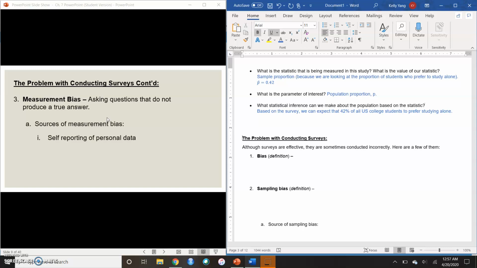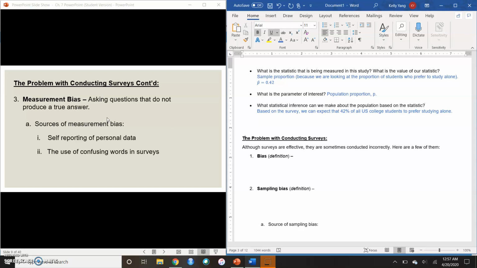Some sources of measurement bias would be reporting your own personal data. An example of this would be, let's say for the census, they asked you a question about your income. Most people are more likely to lie about their income when they're reporting it, because either one, low income comes with a negative connotation, or number two, maybe you report a lower income than you actually make to receive some benefits. So self-reporting of personal data usually leads to measurement bias.